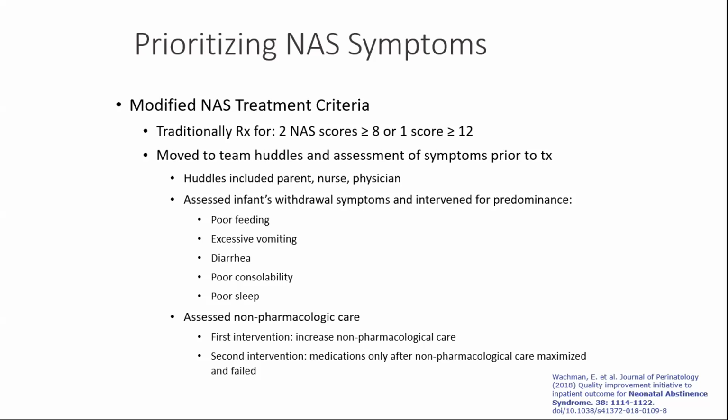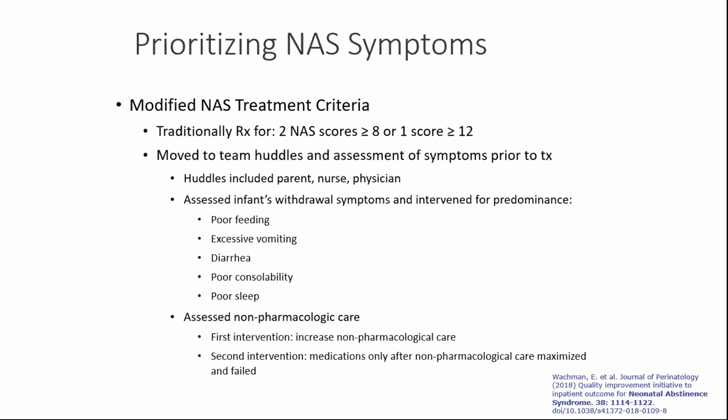But this is Wachman's, the reference is at the bottom corner there, first attempt. And over several papers they were moving toward what we package now as Eat, Sleep, Console. For them, 2 scores greater than or equal to 8, or 1 score above 12, moved to a team huddle to assess what the symptoms were. So that was the parent, nurse, and physician. They assessed the infant for the big ones. Are they eating? Are they throwing up? Are they having diarrhea? Are they consolable? Are they sleeping? And then assess, are we giving enough non-pharm care?